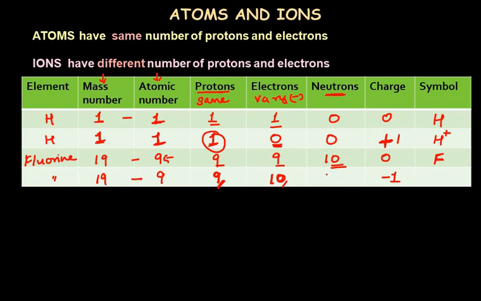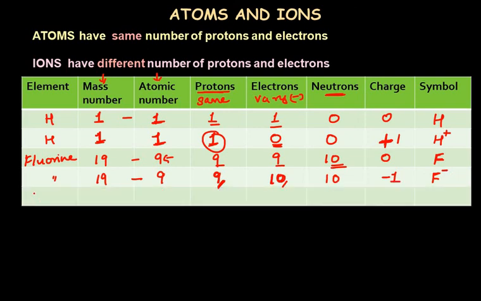Again, the number of neutrons is 19 minus 9, which is again 10. So now what will be the symbol? The symbol of fluorine will be F with a negative sign written on the top, indicating that the fluorine ion has a charge of -1. Now let's take an example of another element, say calcium.